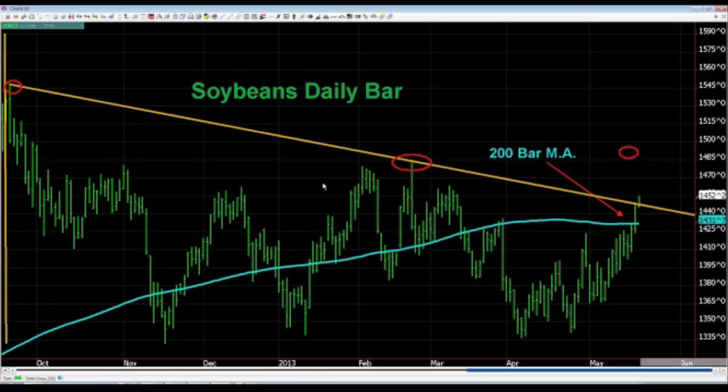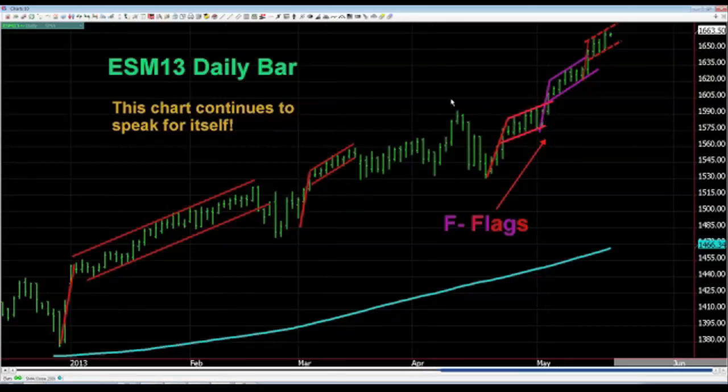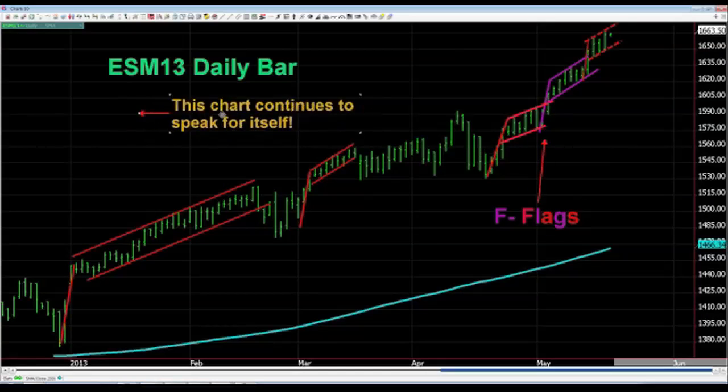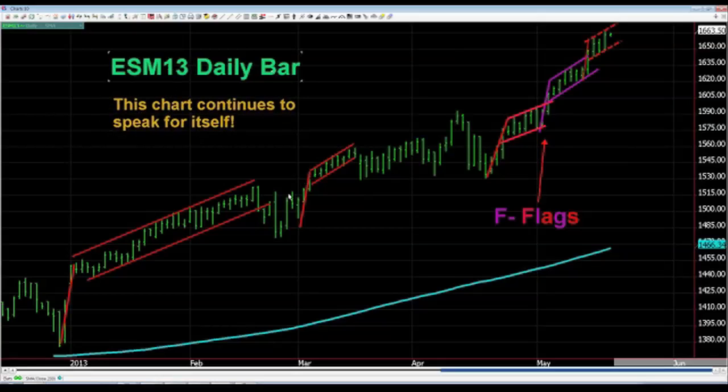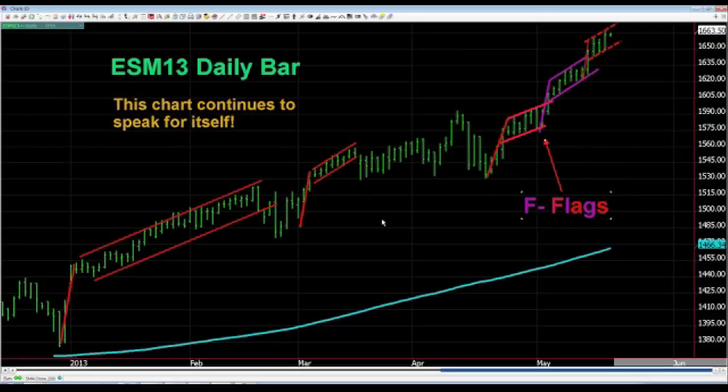Looks fantastic. Let's go look at S&P. The E-mini S&P, traders, look at this chart. The F flags are flying all over the place. This chart continues to speak for itself. ESM 13 daily bar, you have F flag after F flag after F flag. They are just continuing all the way up. We're in an F flag now, and we expect this behavior to continue certainly through Monday, the 20th of May.